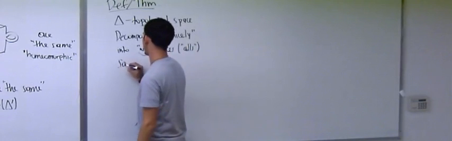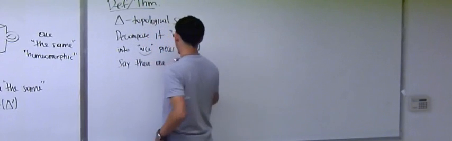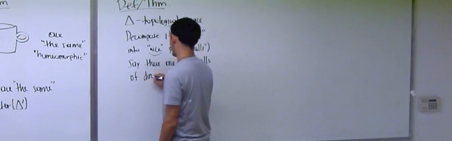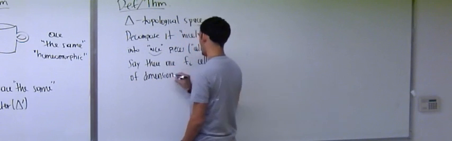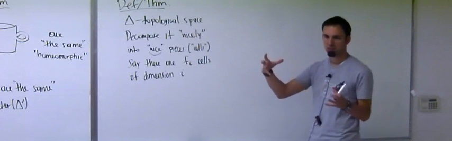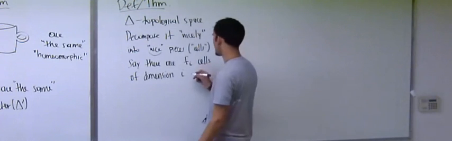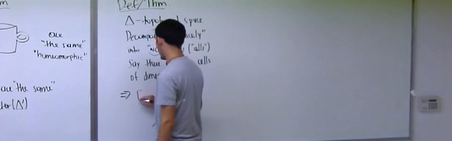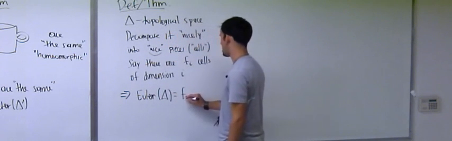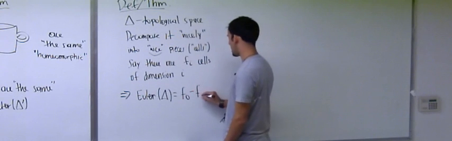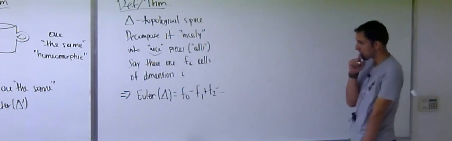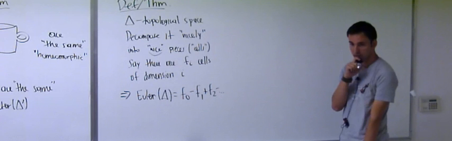Say there are F_i cells of dimension i. Because when you cut up your space, you're going to get maximum dimensional things, but you're going to get smaller dimensional things also. Then the Euler characteristic is defined to be the number of 0-dimensional faces minus the number of 1-dimensional faces plus the number of 2-dimensional faces, and so on. That's the definition of the Euler characteristic of the space.